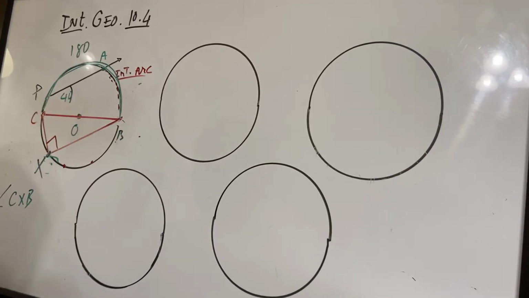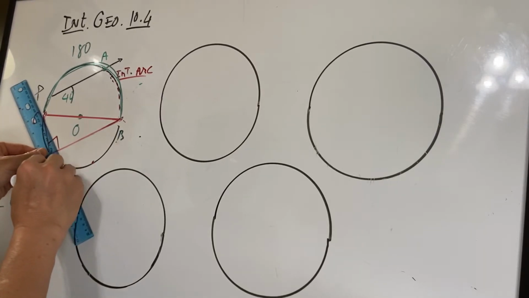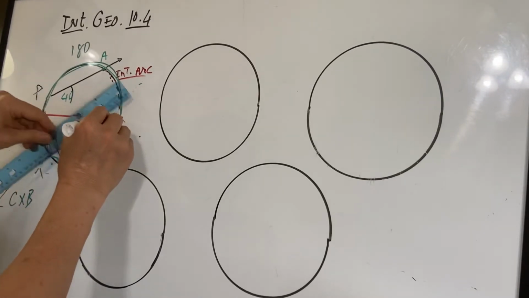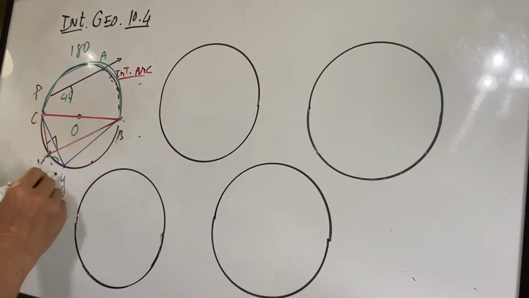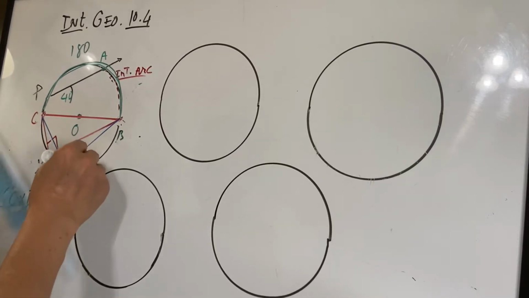What about another point right here, like I draw for you? How about this is Y, and this is another inscribed angle, XYB. Can anyone tell me what is this angle Y right here? It is also 90.